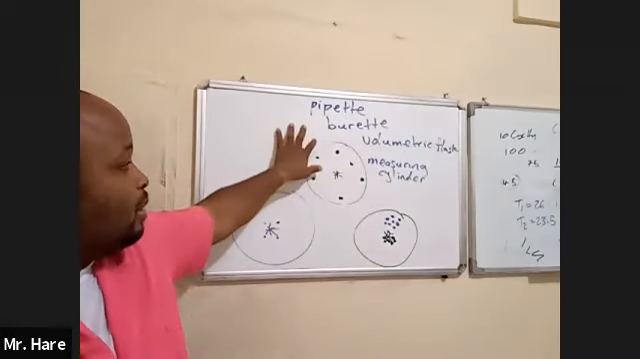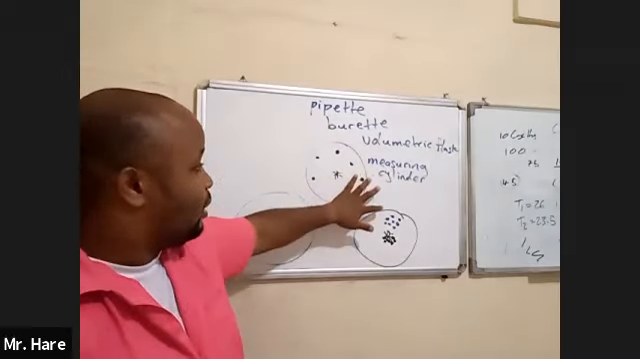So these are the apparatus, these are the options, but if it asks for 3 pieces, the measuring cylinder will be your last option. The pipette is the first option. It's pipette, burette, volumetric flask, measuring cylinder.